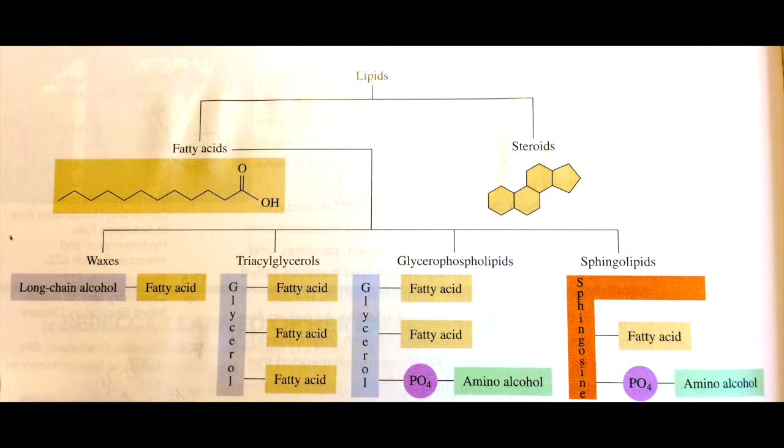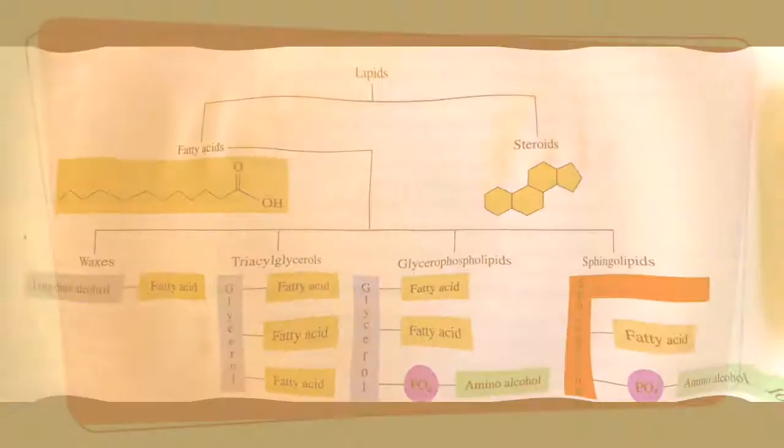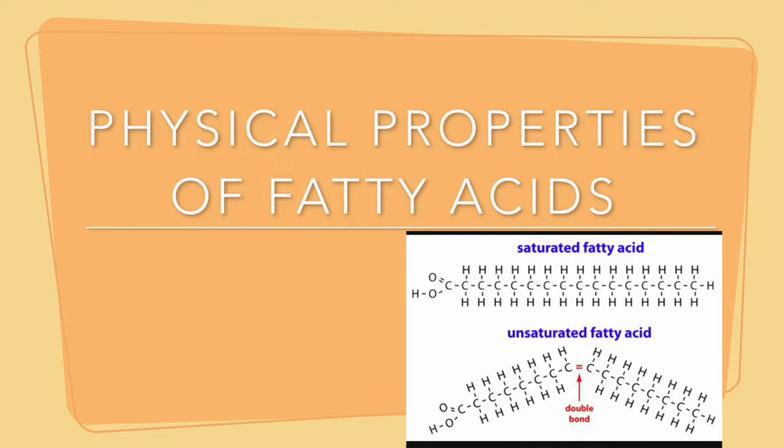What are lipids? They're one of the 4 major groups of organic molecules. They contain hydrocarbons and make up the building blocks of the structure and functions of living cells. They're not soluble in water and they're nonpolar, and they come from plants and animals. Physical properties of fatty acids.